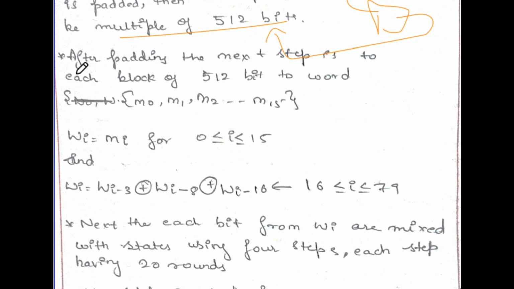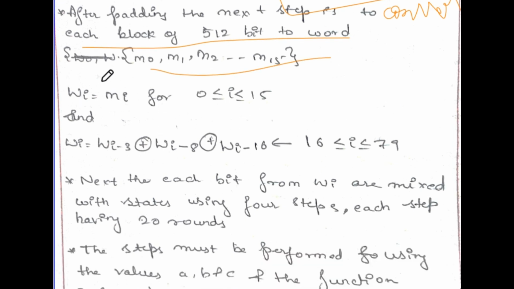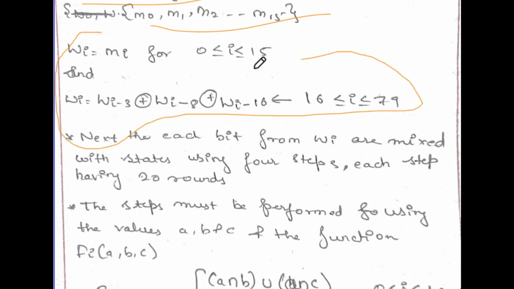After padding, the next step is to convert each block to a 512-bit word. Each block to word. These are words. We have to remember this by heart. W_i is equal to M_i for 0 ≤ i ≤ 15, and W_i is equal to W_(i-3) XOR W_(i-8) XOR W_(i-16) for 16 ≤ i ≤ 79.